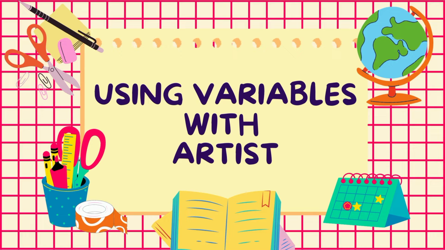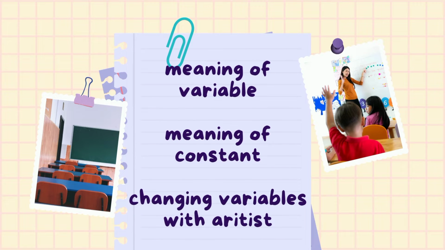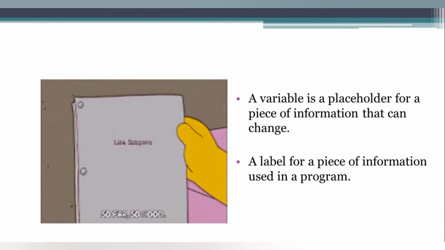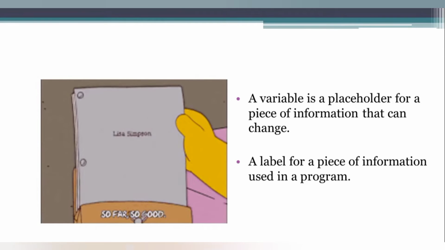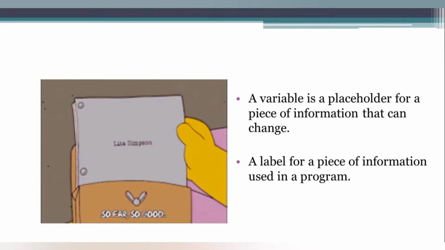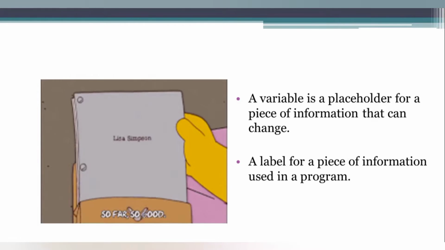In this class, we will be looking at changing variables with artists. Today, we will learn the meaning of variables, the meaning of constants, and how we can change variables with artists. Now, when we say variable, I will remind us that a variable remains a placeholder where a piece of information can be changed. A variable is a place where we can keep information, and that information can be called upon and used at any time.